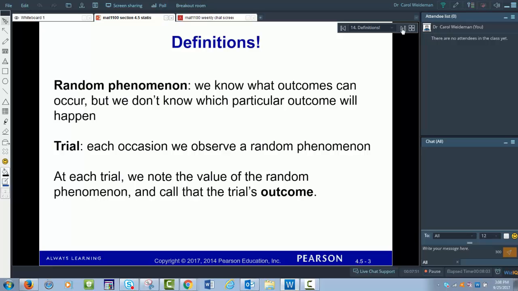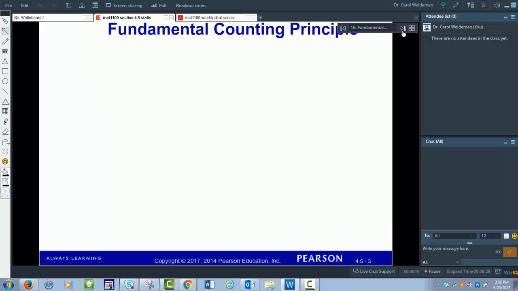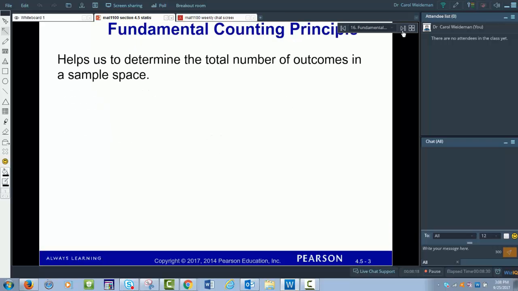And then what happens at each trial is called the outcome. So if we were flipping a coin 100 times, each time we flip it, we would write down the outcome. The collection of all the possible outcomes is called the sample space, and we designate that with a capital letter S. So for the flipping the coin example, the sample space is simply heads and tails. We can group the outcomes into events. So if we were rolling a die, we could talk about one event being we get an odd number or we get an even number.